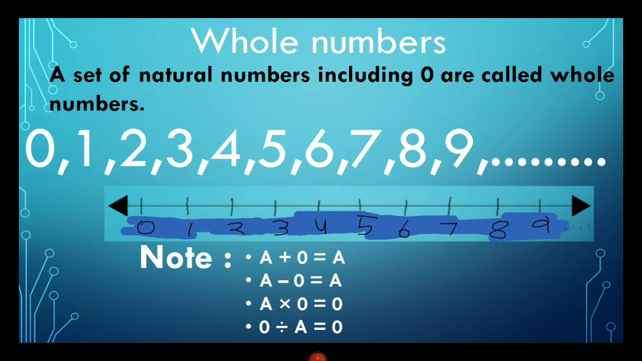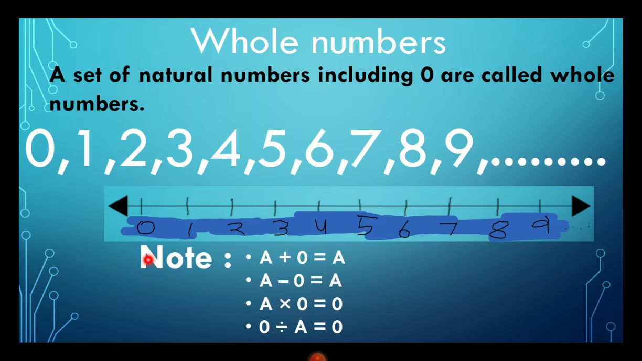Now let's look at whole numbers. A set of natural numbers including 0 is called whole numbers. So these are a set of natural numbers. Discard this 0. Now see, these all are a set of natural numbers. When you include this 0, this whole set becomes whole numbers.